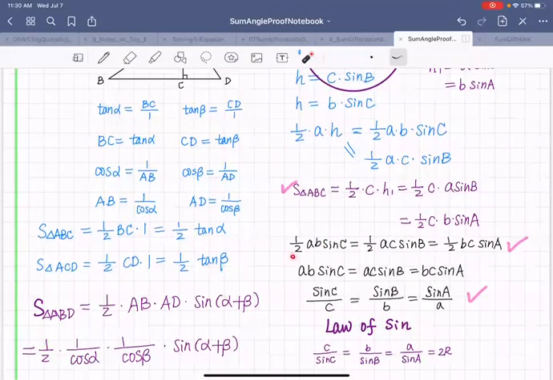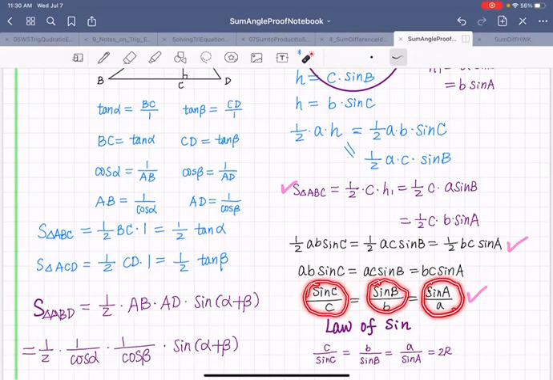You multiply by 2 for each term, and they all cancel. So you have this, you have this. You divide by the product of a, b, c, and sine C over c equals sine B over b equals sine A over a. This is called a beautiful formula, the law of sine. Okay, law of sine.